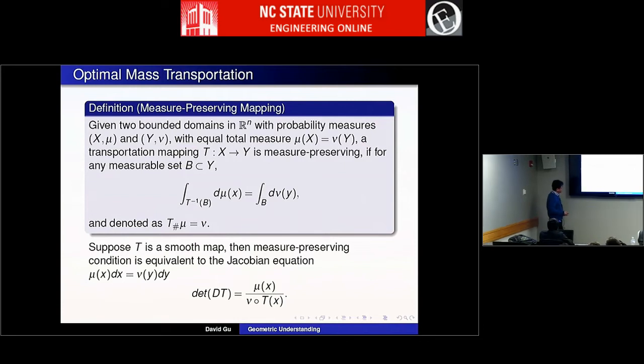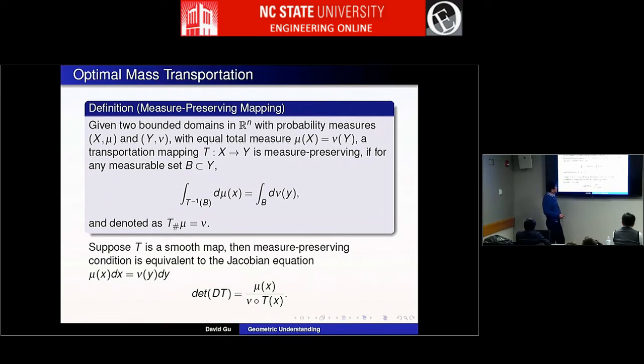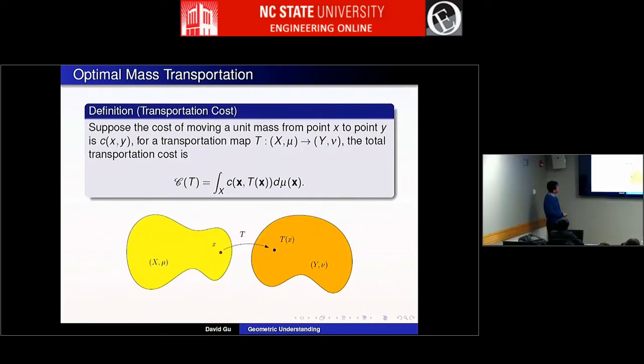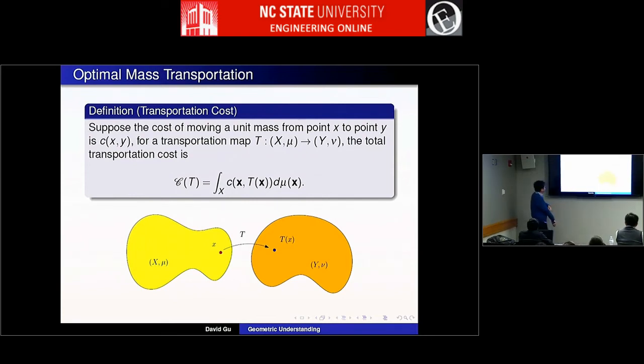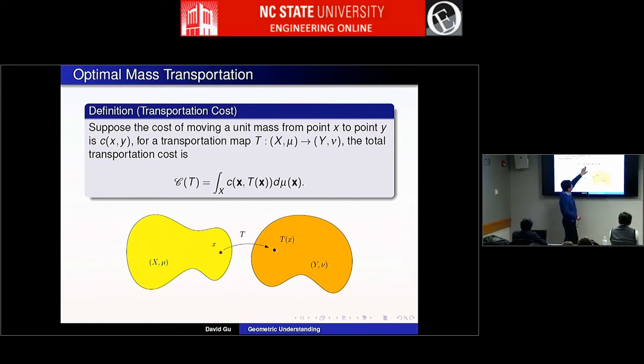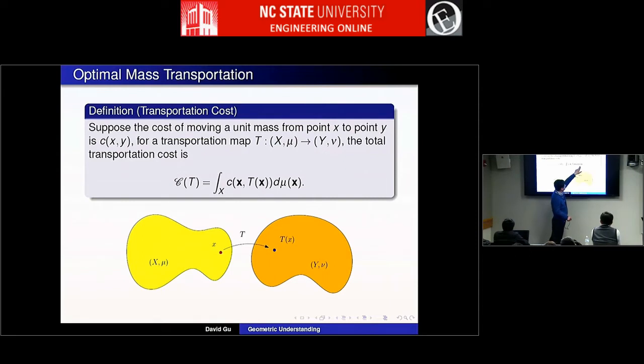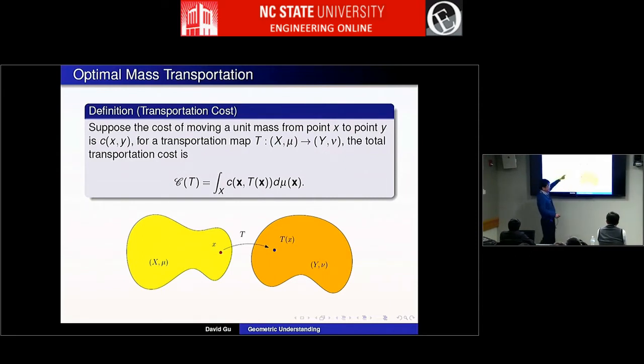So if we assume T is smooth, then T satisfies the Jacobian equation. Basically, the Jacobian equals the ratio between two density functions. Then we define c(x,y), meaning the cost to transport one ton of potatoes from point x to point y, that is, how much gasoline we consume. Then we can measure the total cost for the mapping. For each unit element, we multiply by the density and integrate over the whole space, and that gives you the cost.